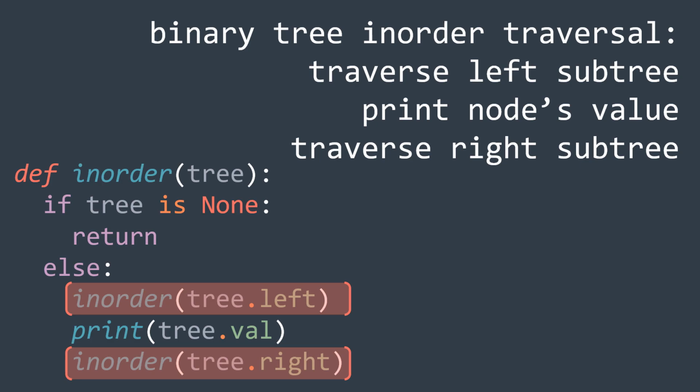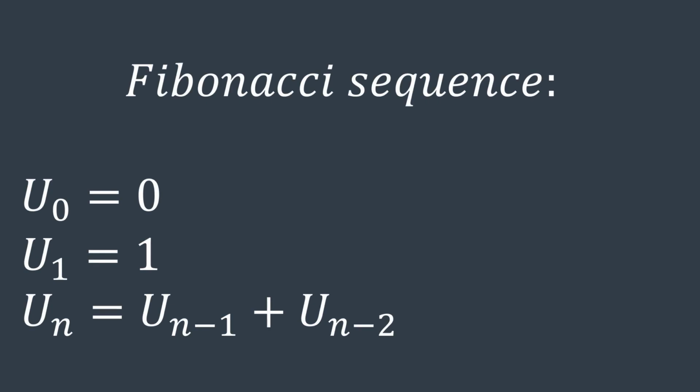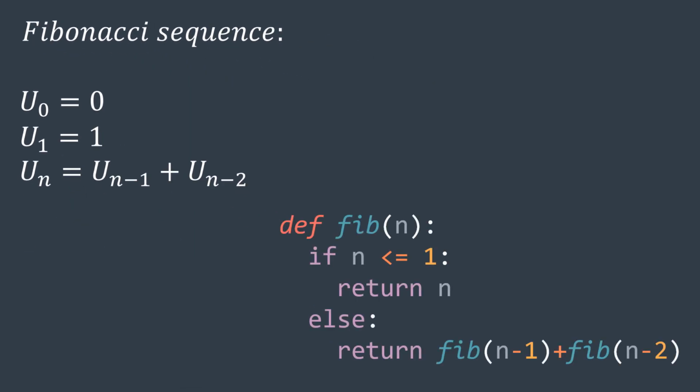Next example, getting the nth term of the Fibonacci sequence. We know that fib of 0 is 0, fib of 1 is 1, and fib of n is fib of n minus 1 plus fib of n minus 2. So here is the recursive function.